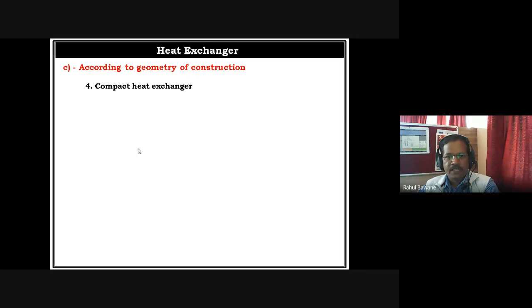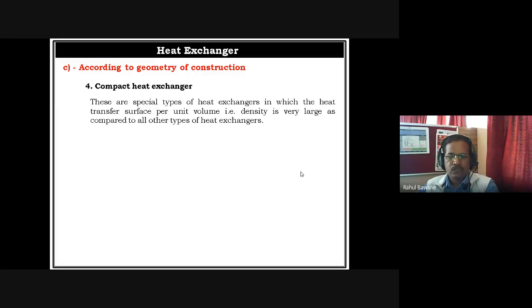Now in geometry also there is the compact heat exchanger. Now why do we require a compact one? In many applications, just like your mobile phone or your laptop, small devices, cooling is required. So we make the heat exchanger cooling system so small that it comes in the next category, called a compact heat exchanger. These are a special type of heat exchanger in which the heat transfer surface per unit volume, that is called the density, is very large as compared to all other types of heat exchanger.